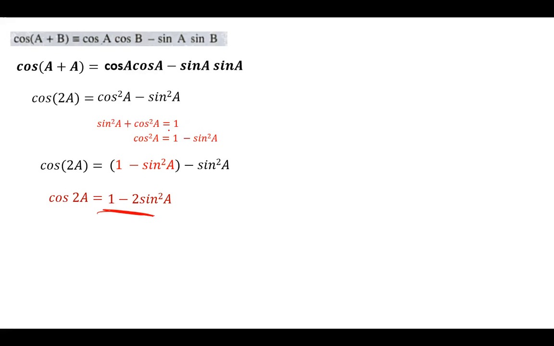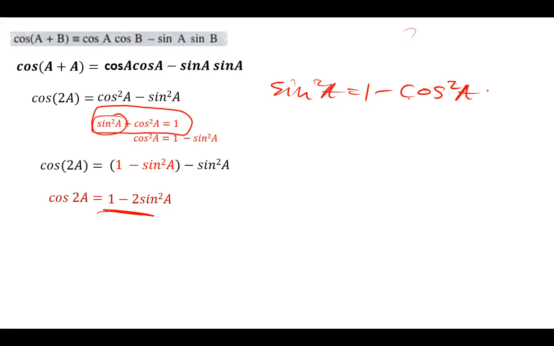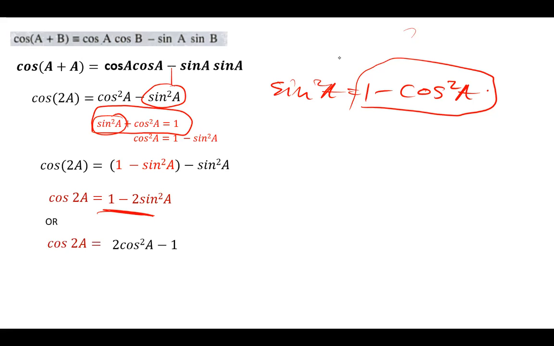The same applies when you make this Pythagorean identity, now you make sine squared A the subject, meaning you have sine squared A is equal to 1 minus cos squared A. And then where there's sine squared A, you replace it with 1 minus cos squared A. You're going to get something like this.